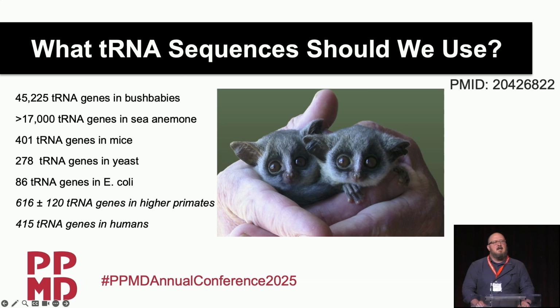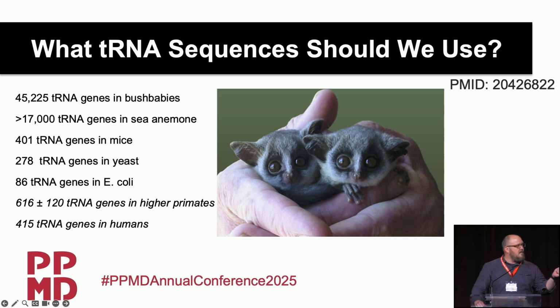It's because there's 415 tRNA genes in the human genome, right? And they're all there for encoding 20 different amino acids. But if you look through all these other species, which I have listed there, you can see the number of tRNA genes are quite varied. But the most amazing one I find is the bush baby. It has 45,225 tRNA genes in the genome.